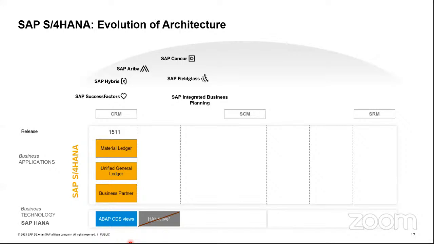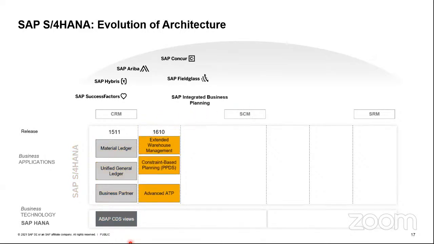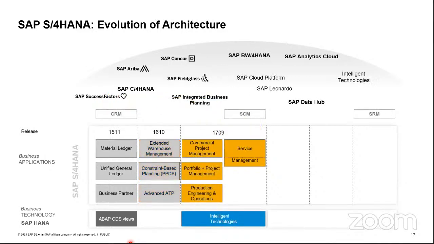Within 15.11, certain things started getting prominence, redesigned data structures, etc. I'm not going to go into all of this. I think most of you may have attended earlier sessions and seen how things have evolved. More and more functionalities that used to be outside are now coming into the core. So earlier, extended warehouse management used to be a separate solution. PPDS used to be separate. And now they're all coming into the core. I'm not planning to go into each of these unless there are questions. I assume that you're familiar with this strategy.